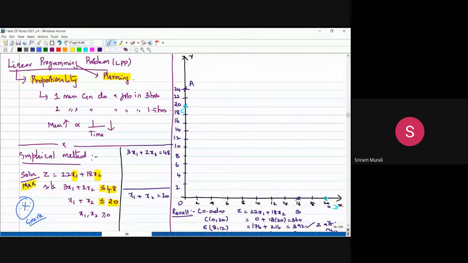What is this objective function? So the LPP consists of 3 components. One is the objective function. For what reason is this problem being taken? To maximize a profit or minimize the cost. It can be either this or that. Subject to the first constraint, it can be a raw material constraint. Subject to the second constraint, maybe a time constraint. We can classify like that.